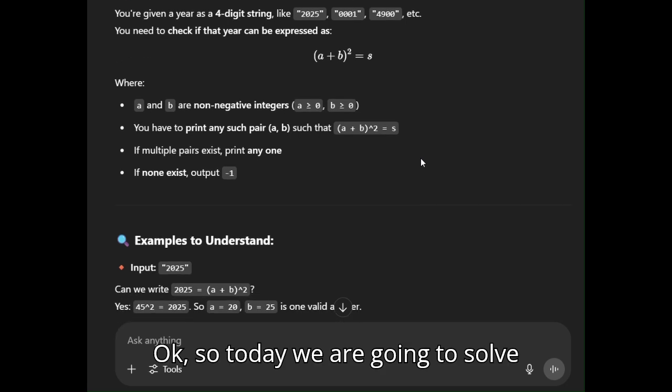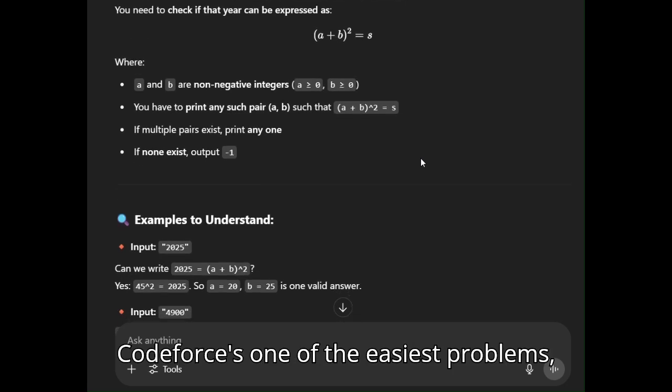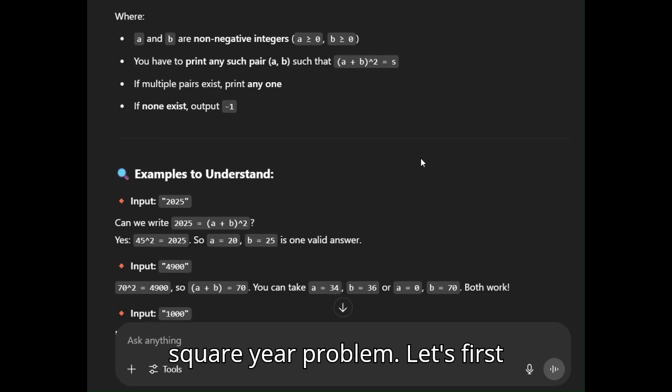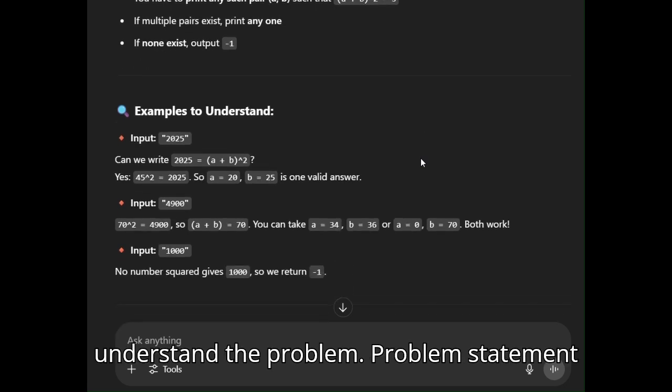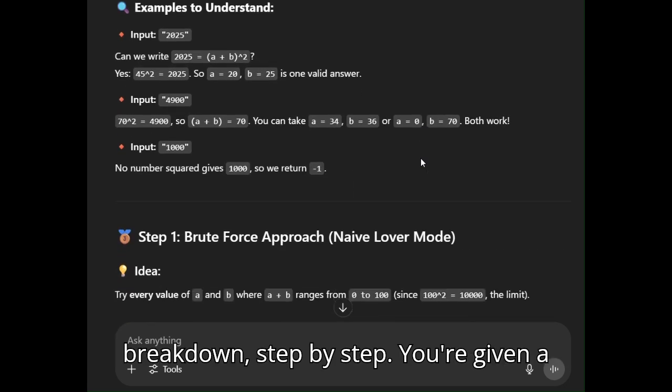Okay, so today we're going to solve Codeforces, one of the easiest problems, the Square Year problem. Let's first understand the problem. Problem statement breakdown, step by step.